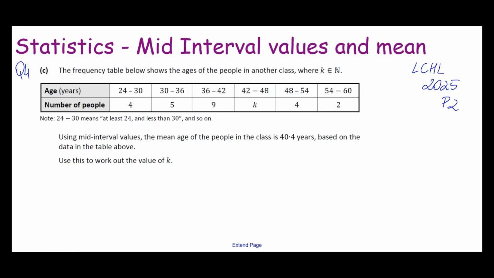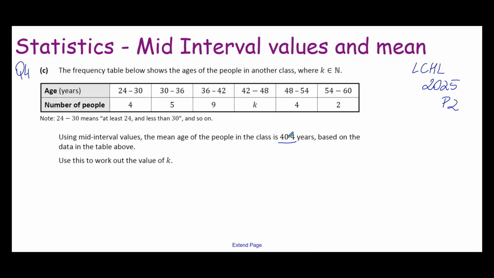So mid-interval values and the mean using them, again, not very often in your Leaving Cert. Let's have a look. The frequency table below shows the ages of people in another class, where k belongs to N. That's where it should be a number. Using mid-interval values, the mean age of the people in the class is 40.4 years based on the data in the table above. Use this to work out the value of k.